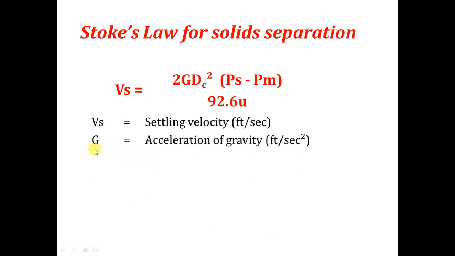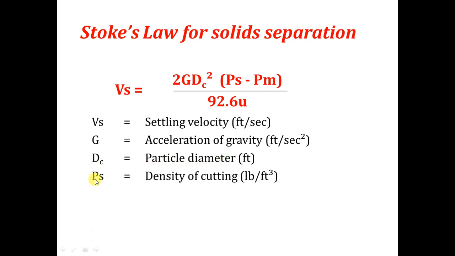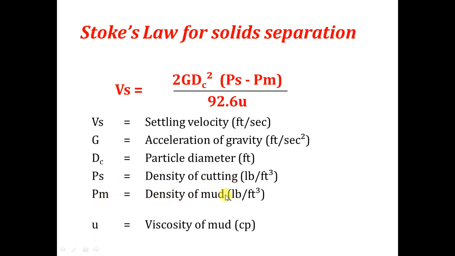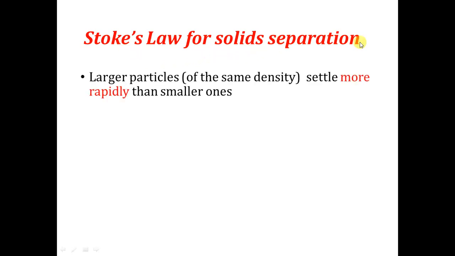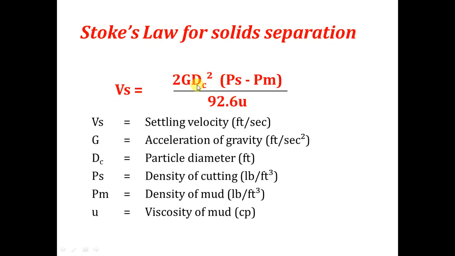Here g is the acceleration of gravity, d is the particle diameter, rho s is the density of the cutting or the solid, rho m means the density of the mud, and mu means the viscosity of the mud. So from Stokes' law we can get some information. Number one, the larger particles of the same density settle more rapidly than smaller ones. This is because of the d, which is the particle diameter.